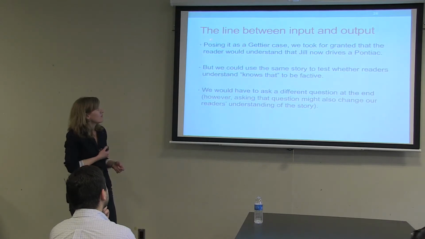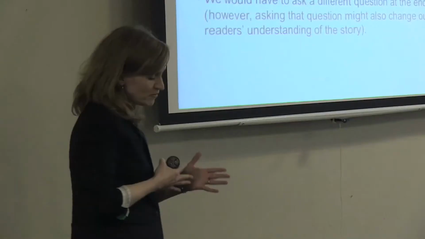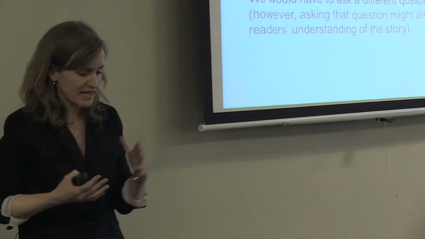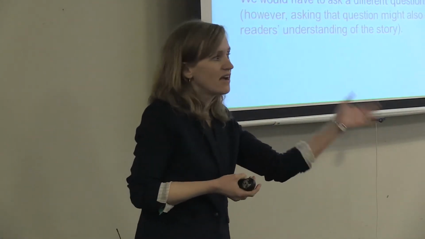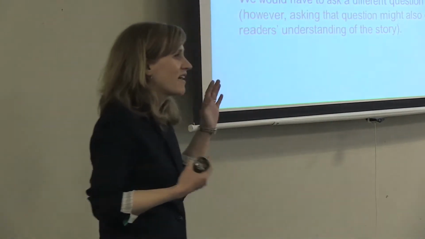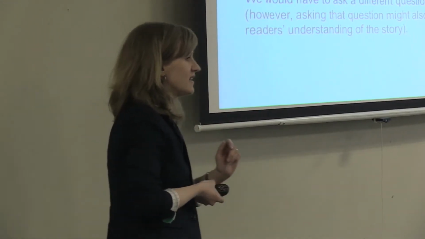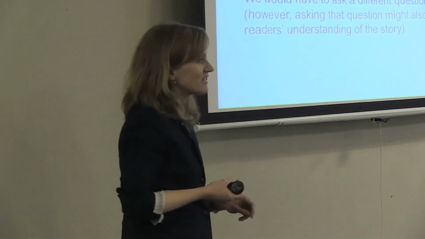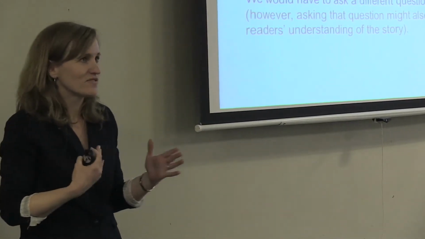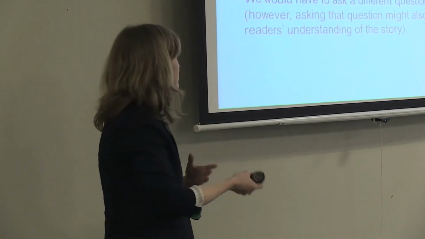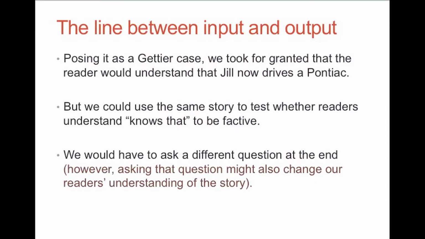Okay, so one of the things I want to say now is the line between input and output on a case. Here are the things I'm telling you. Now, what are the things you're going to tell me back? That line shifts depending on what I'm interested in as an experimenter. Unfortunately, the line also shifts for the reader depending on what they're being explicitly told and what they're being asked. So when we posed it as a Gettier case, we all took for granted that Jill drives a Pontiac. In fact, you even thought that I'd stipulated that explicitly.